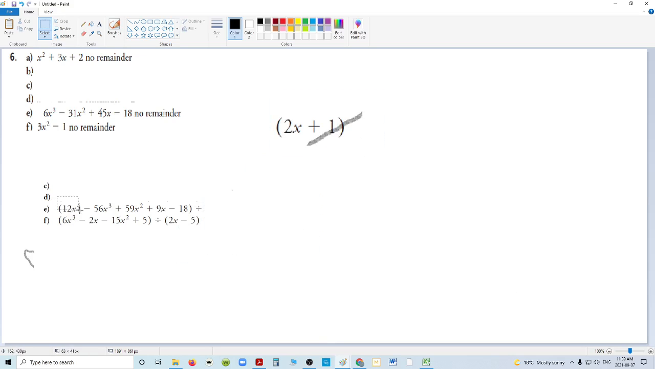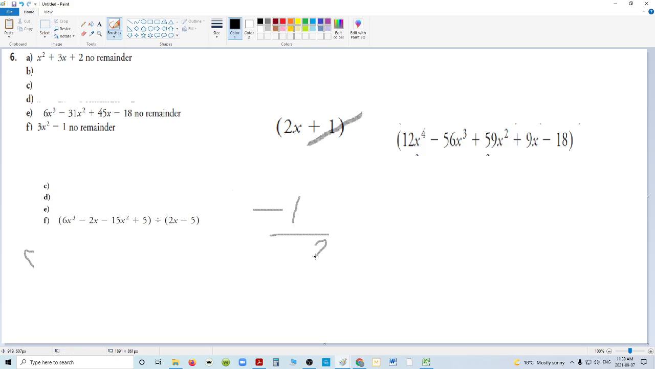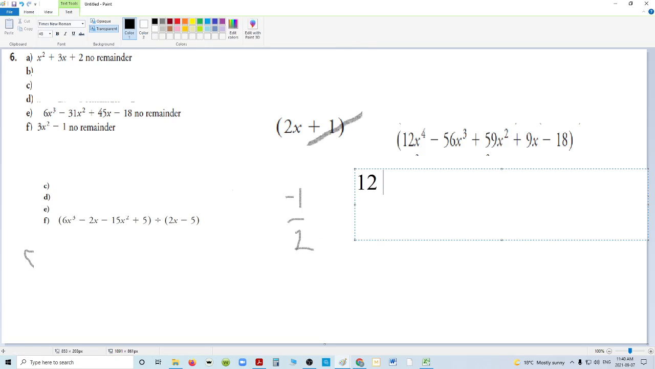I still personally think if you remember that little trick with synthetic division, it's still worth doing synthetic division. But let's see if the remainder is true. So what is the root of this? It's negative 1/2. If you can't figure that out yet, you got to go back and revisit some stuff. So that's negative 1/2. What are my coefficients in front of each of these numbers? 12, minus 56, plus 59, plus 9, and minus 18.